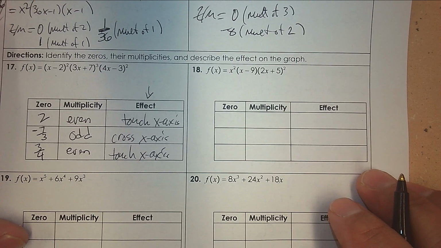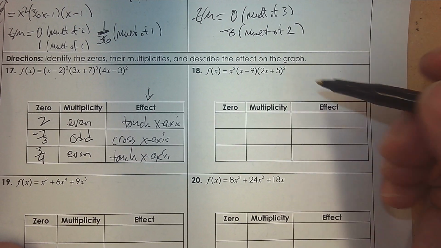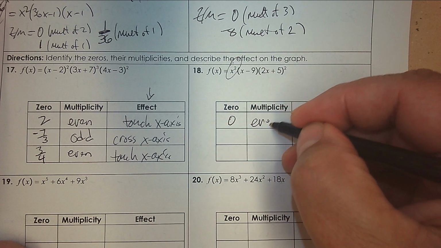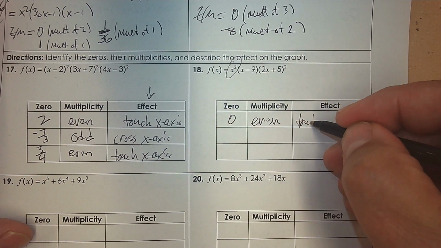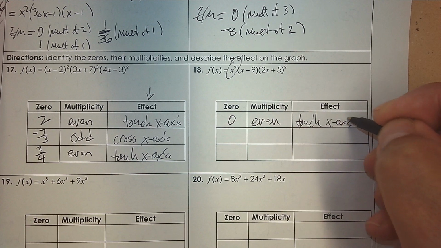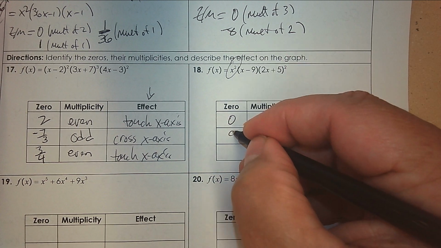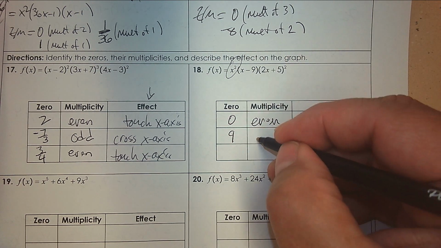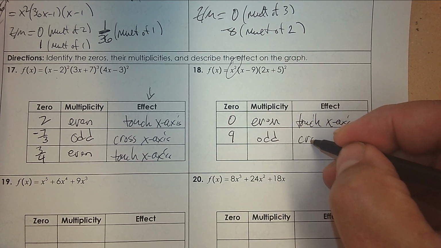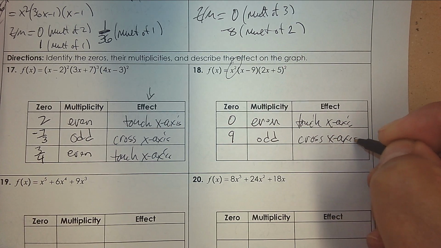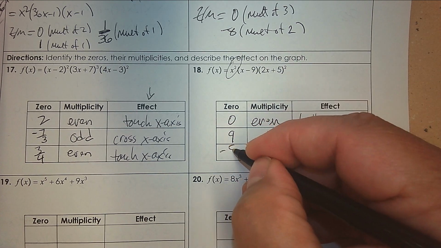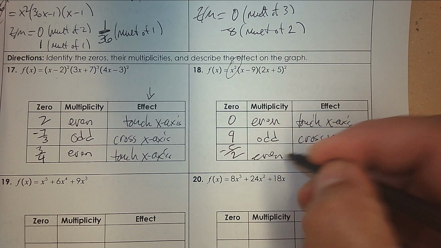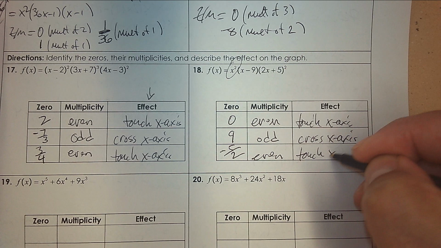Number 18. The monomial in front is just 0, but it has an even exponent, so at 0 it's going to touch the x-axis. The next factor, positive 9. The exponent you don't see on the outside is odd, so it's going to cross the x-axis there. And then it's not negative 5, but negative 5 divided by 2. It has an even exponent, which means it's going to touch the x-axis there.